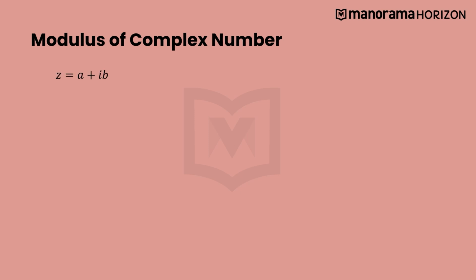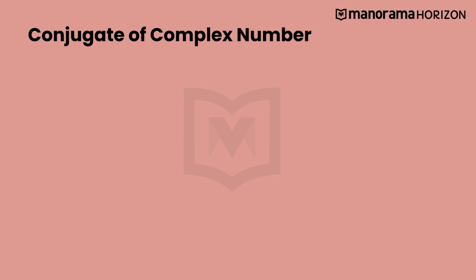Let z is equal to a plus ib be the complex number. Then modulus of the complex number z is denoted by modulus of z, is equal to a non-negative real number, that is square root of a square plus b square. Next we'll see the representation of a conjugate of a complex number. For the complex number z is equal to a plus ib, conjugate of the complex number z is denoted by z bar and it is written as z bar is equal to a minus ib.